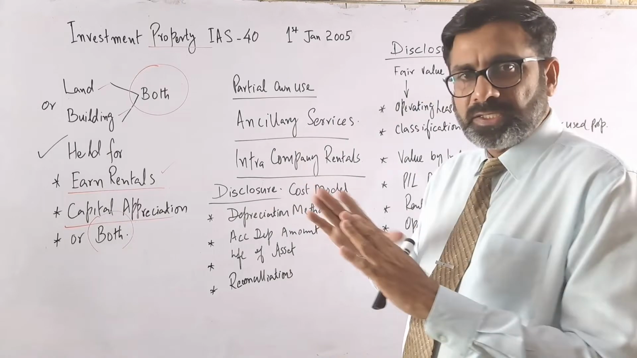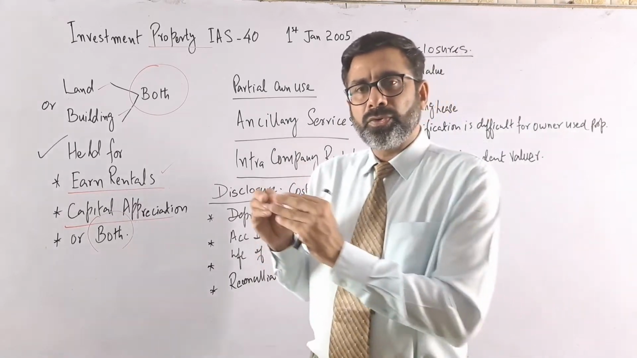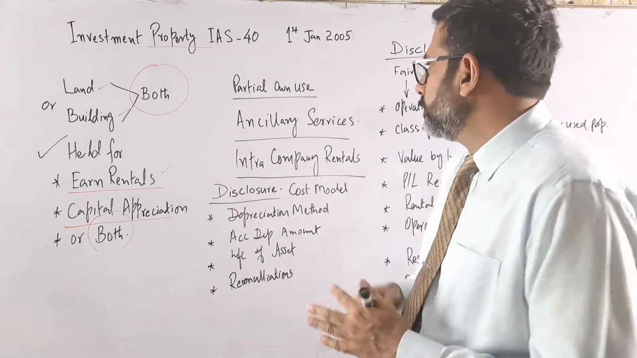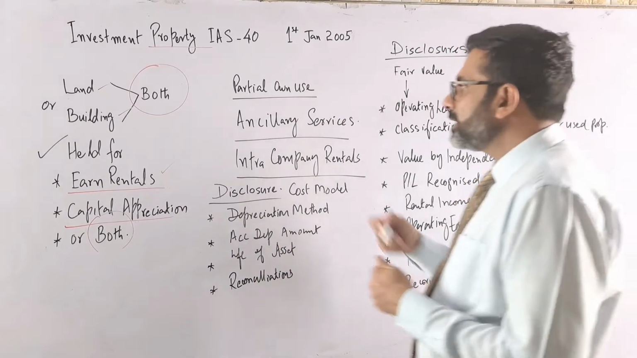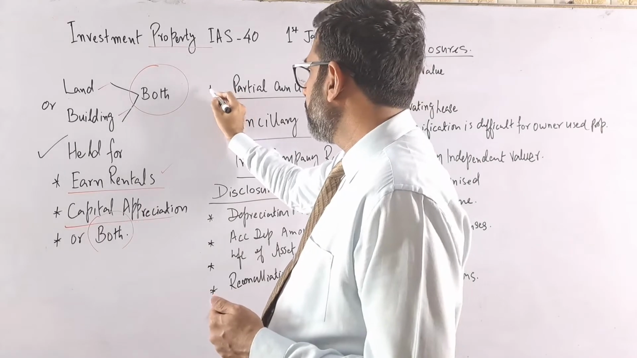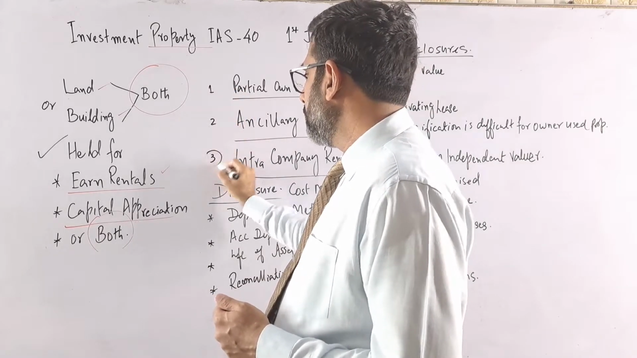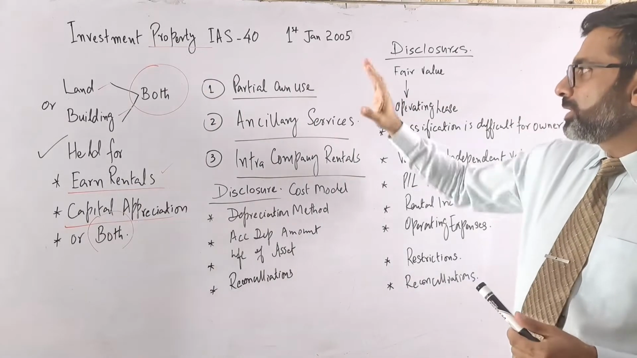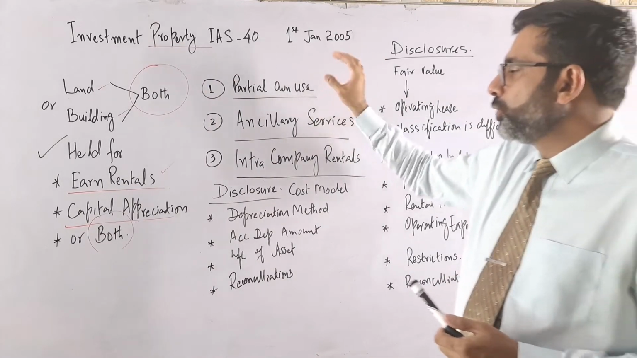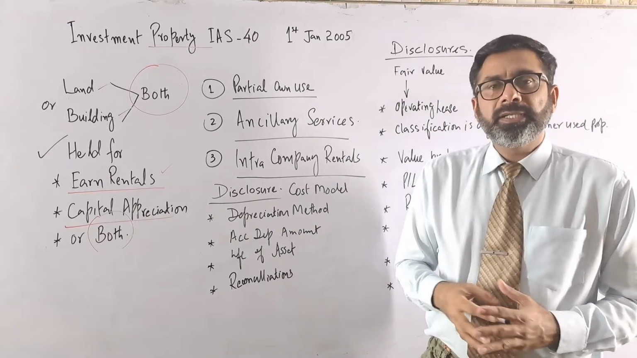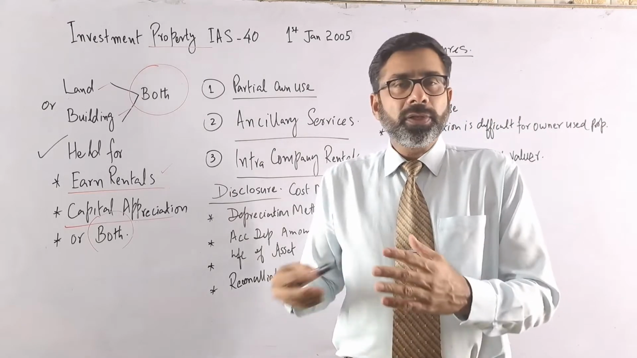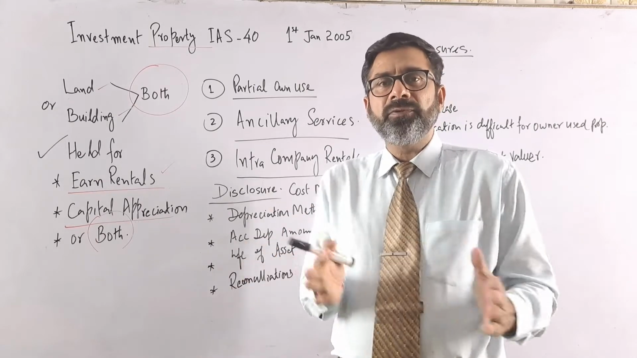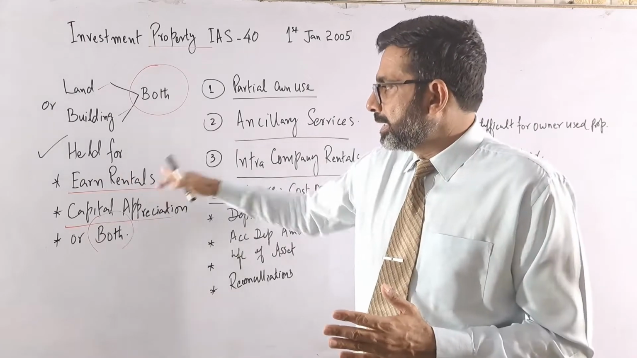Now, in the previous lecture we discussed in detail how to recognize it initially, what the measurement is and all these things. So we will continue the same thing. We have three main concepts here that are very important in deciding whether to include it in investment property or not. First of all, the partial own use. There may be a property, a land or a building, that the owner is using. For example, 50% the owner is using and 50% is used for rental purposes.